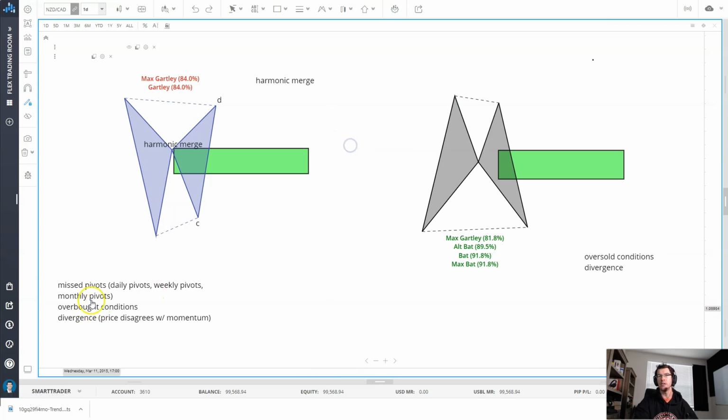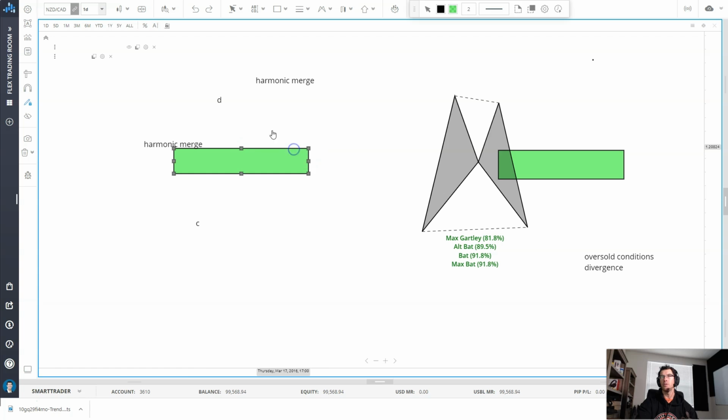Now I have to go ahead and delete some of this stuff because I still have analysis on my charts. So let me get rid of all this stuff for a moment. I will be right back.